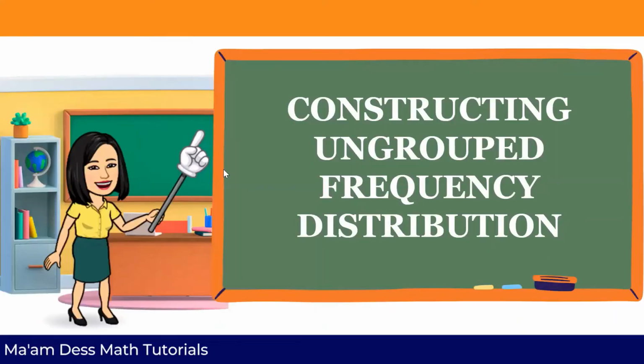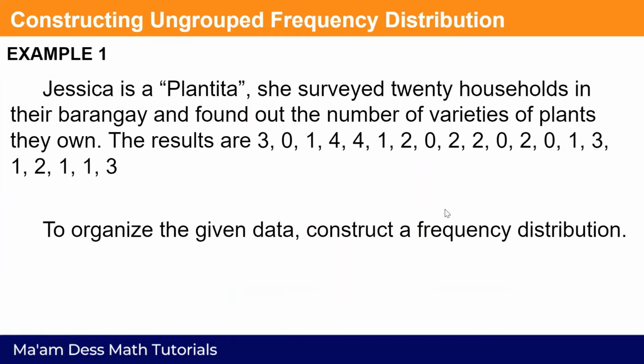So let us proceed to constructing an ungrouped frequency distribution. For example, Jessica is a plantita. She surveyed 20 households in their barangay and found out the number of varieties of plants they own. The results are 3, 0, 1, 4, 4, 1, 2, 0, 2, 2, 0, 2, 0, 1, 3, 1, 2, 1, 1, 3. To organize the given data, construct a frequency distribution.